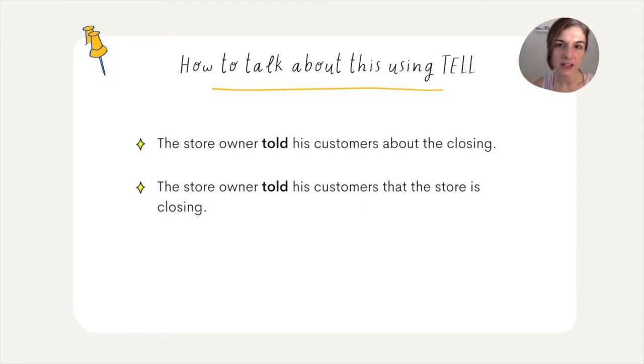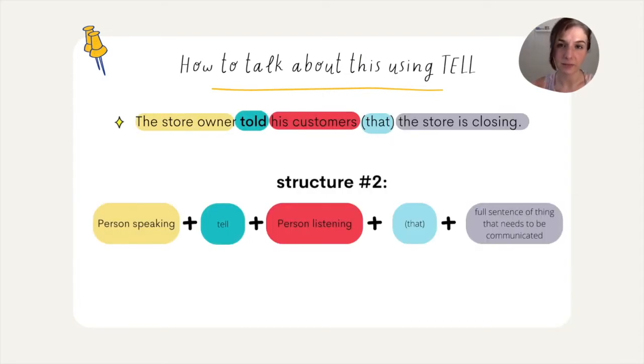The second way we can describe the same situation using tell is by saying this. The store owner told his customers that the store is closing. Let's break this sentence down. So, like the first thing we have is the person who is speaking. Next, we have the verb tell, and then we have the audience, and then we have that, which is optional. It's in parentheses. Sometimes people say it and sometimes they don't. And finally, we have a full sentence of the thing that needs to be communicated.